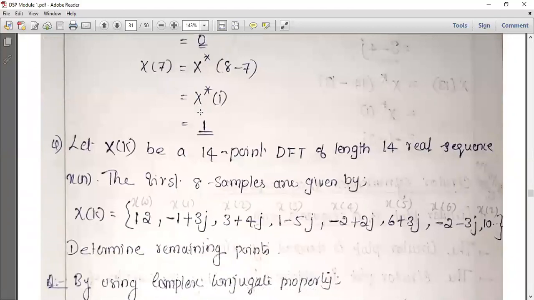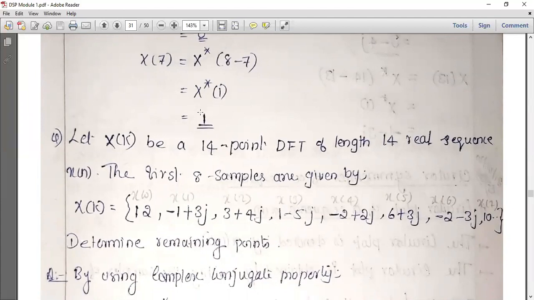Let x of k be a 14-point DFT of a length 14 real sequence x of n. The first 8 samples are given by x of k is equal to 12, that's x of 0 equal to 12, then minus 1 plus 3j, 3 plus 4j, 1 minus 5j, minus 2 plus 2j, 6 plus 3j, minus 2 minus 3j, 10, etc. The first 8 points are given. We have to find the remaining points by using the complex conjugate property.